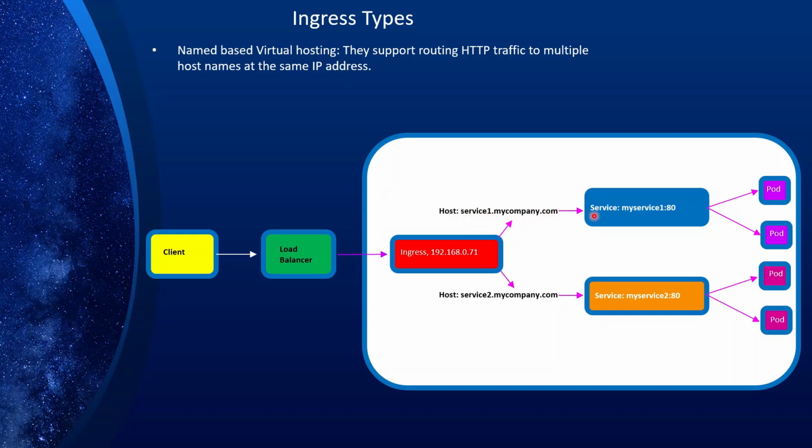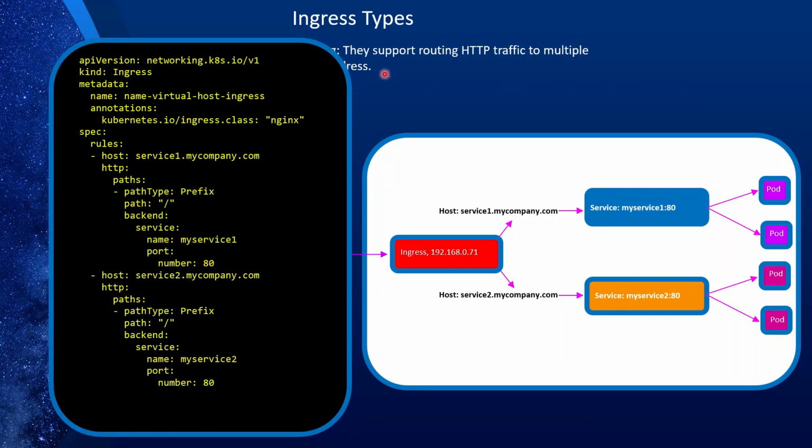If the user specifies in the host header service1.mycompany.com, we want the request to go to myservice1. And if they specify service2.mycompany.com, we want it to be routed to this service. So let's take a look at the YAML that would implement such an ingress. Again, the kind is Ingress. We need to specify a name for it, and also what type of ingress, as we specified before, what ingress controller we are using. Again, we're using nginx.